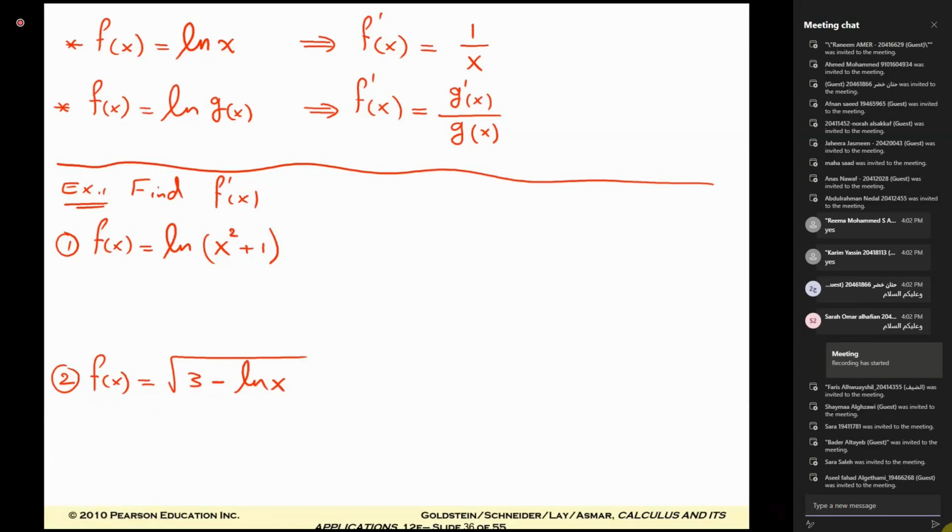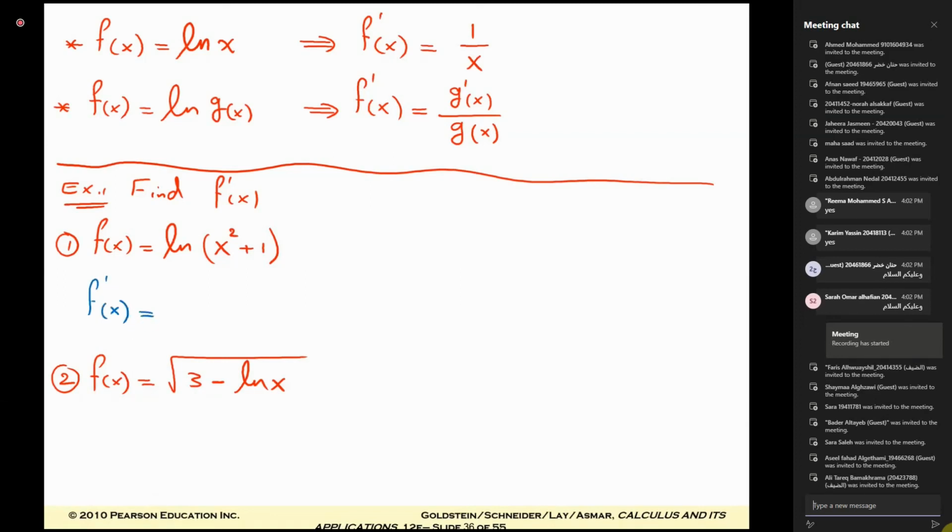If we need to find the derivative of ln directly, we look inside the ln. We have x square plus 1. So what's the derivative of x square? 2x. Plus 1, 0, because 1 is a constant, over the inside of the ln, x square plus 1. This is the first derivative of f of x.